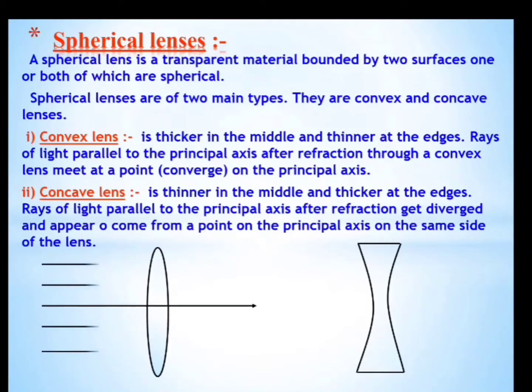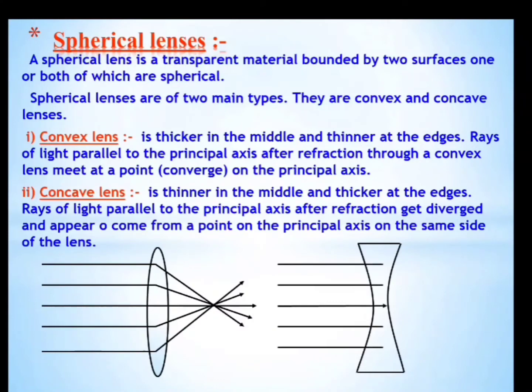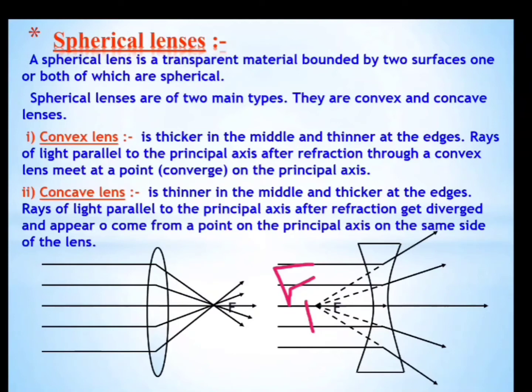A convex lens has the property to converge the light rays. That means all the light rays going parallel to the principal axis, after passing through the lens, converge at a point known as the focus of the convex lens. Whereas the concave lens has a property to diverge the light rays. So all the rays going parallel to the principal axis diverge in such a way that they appear to be emerging out from a point on the principal axis that is known as the focus of the concave lens.